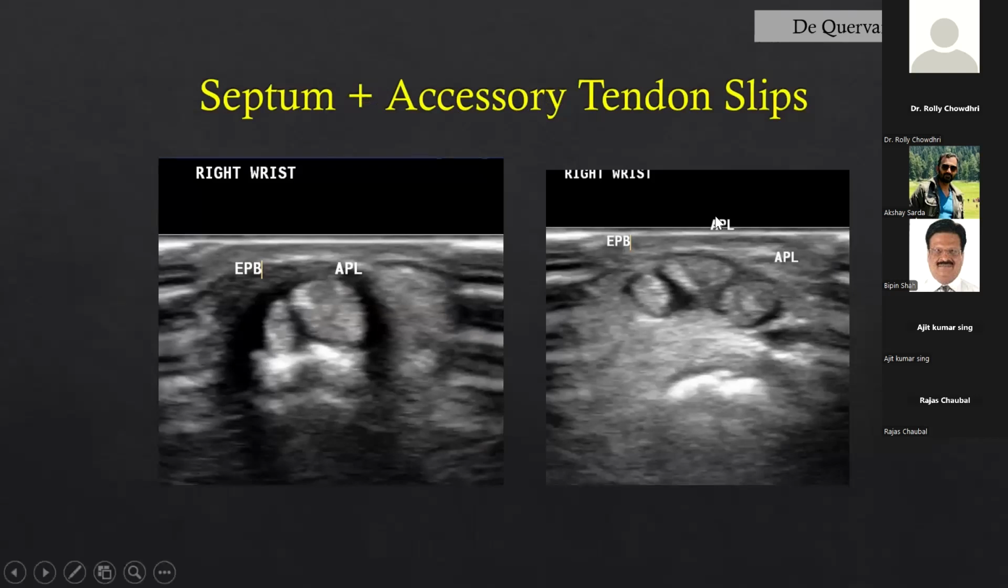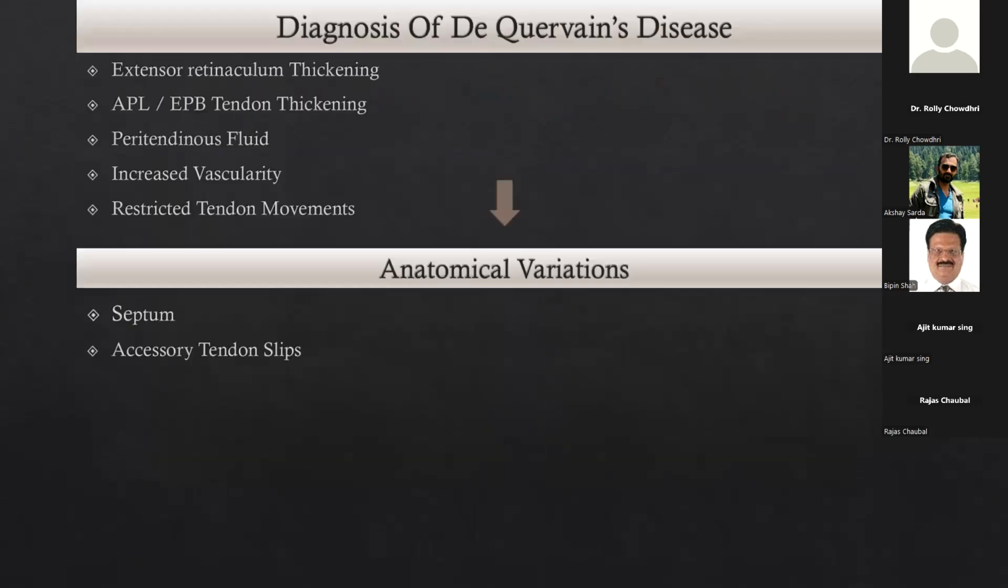So these are the 2 anatomical variations apart from the diagnosis of De Quervain's that we have given. If there is septum present or not, and if there are accessory tendon slips present or not, this is additional information that we have to provide in our report.